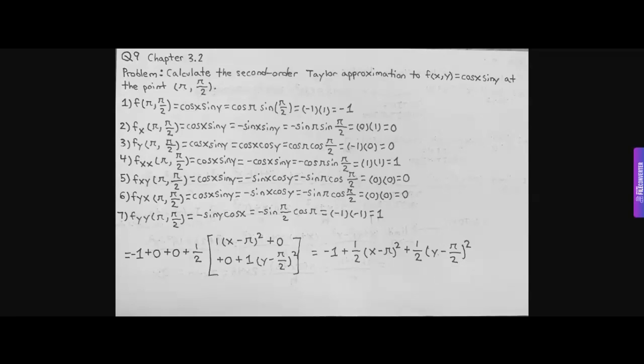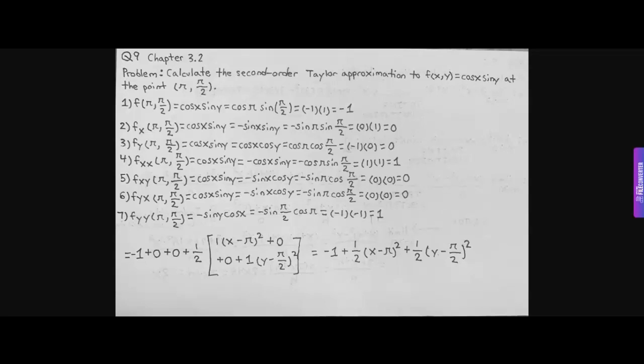So for f of x comma y, all we have to do is substitute in our x value and our y value. So I did cosine x, which is cosine pi, times sine y, which is sine pi over 2, is equal to -1 times 1, so we get -1.